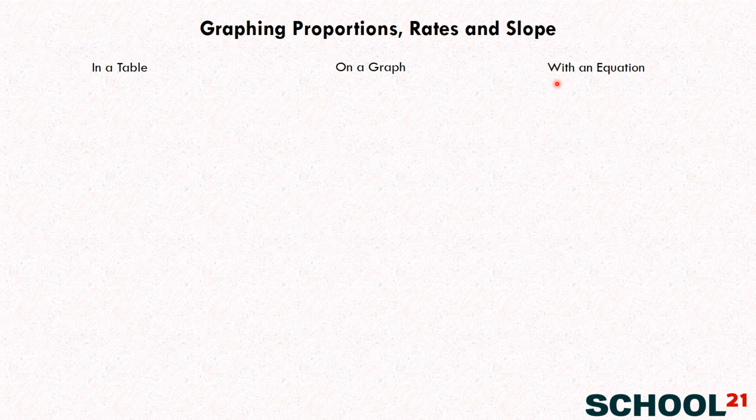and with an equation. And a proportion is a particular kind of relationship between two quantities like x and y, and it's very related to things that you know about like rates and slope. And we're going to try to tie all those things together here, okay? Okay. So let's start over here with a table.